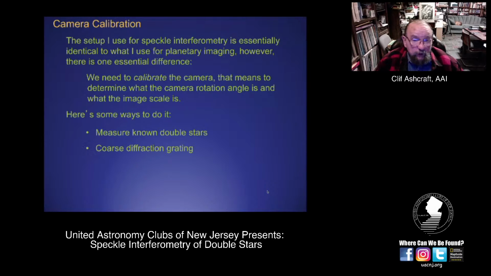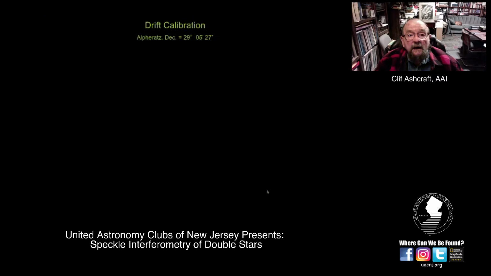You could use a coarse diffraction grating that would generate a multiple order spectrum from which you could calculate your image scale by counting the blobs and doing a little bit of math. But there's a much better procedure called drift image analysis, and that's what I use, and it's built into the Speckle toolbox. Drift calibration coming up. I'm using Alpharats, which is at a declination of 29 degrees, 5 minutes, 27 seconds.